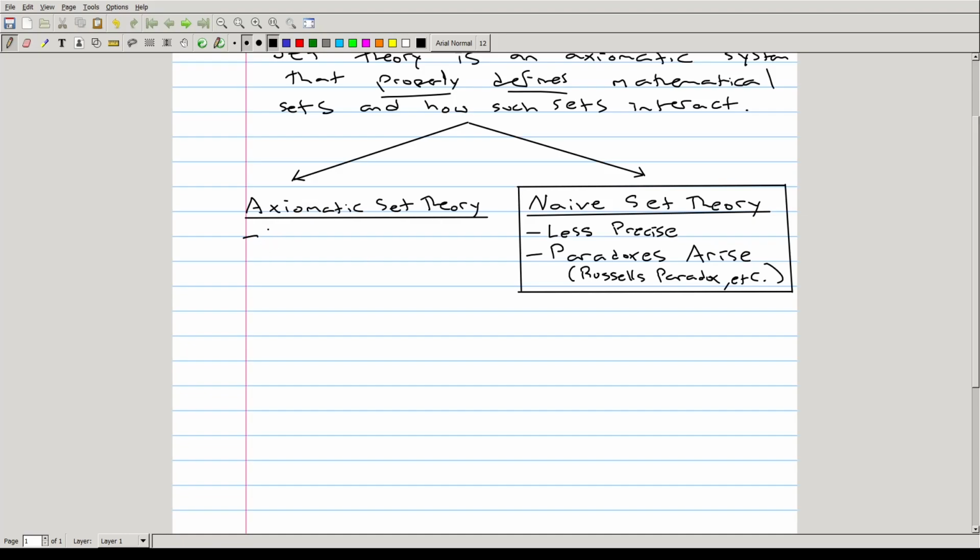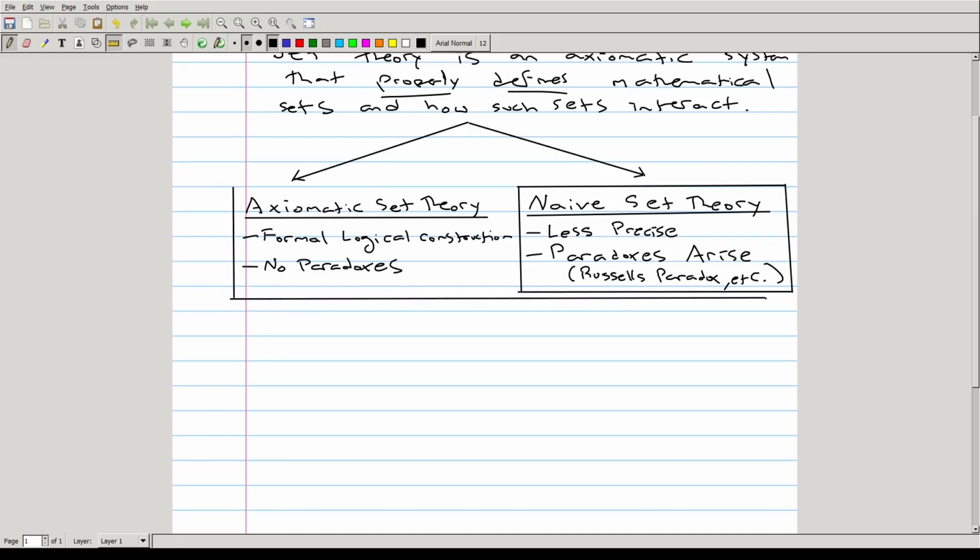So this is fixed by introducing axiomatic set theory. It's a formal logical construction or axiomatic system that we talked about in the last lecture. And most importantly, there are no paradoxes. So it's a consistent system.